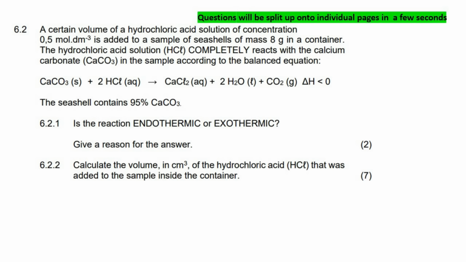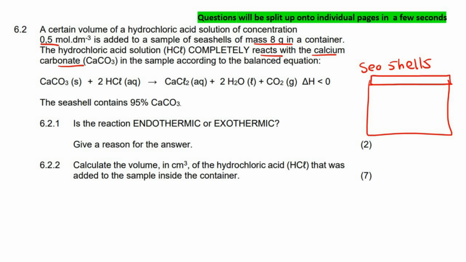A certain volume of hydrochloric acid of a given concentration is added to a sample of seashells of 8 grams. The hydrochloric acid completely reacts with the calcium carbonate, so the HCl gets used up completely, according to the balanced equation. Now think about this carefully. You've got some seashells, and they said the seashell contains 95% CaCO3, and the other 5% is just other stuff. So that is your seashell altogether.